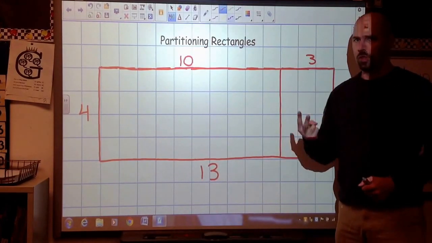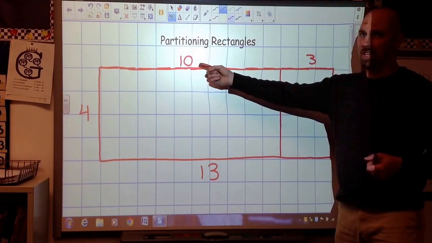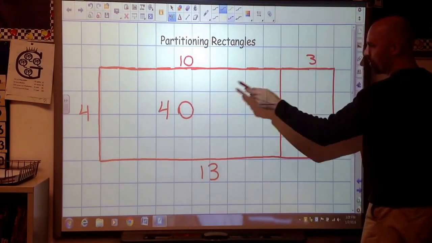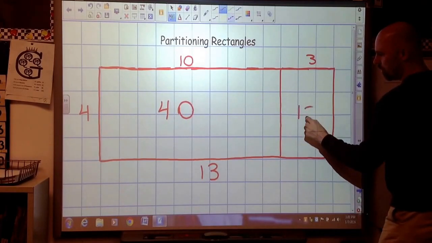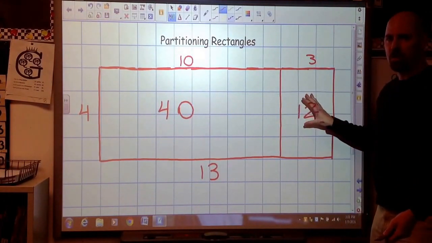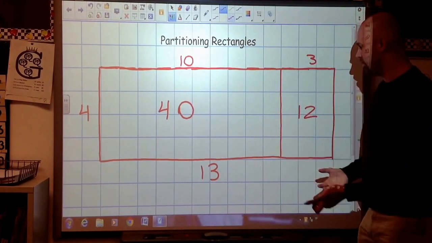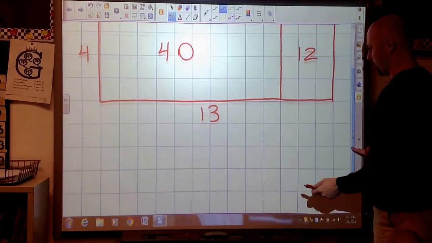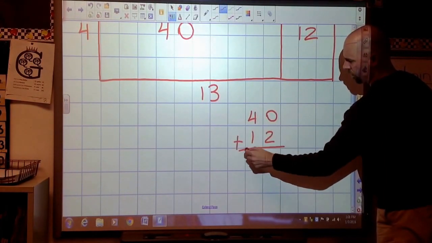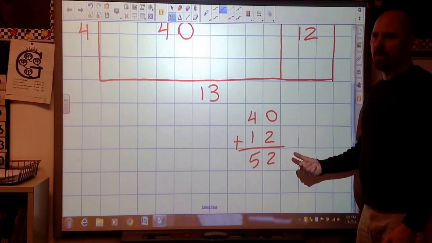Well, now we can do 2 math facts. And we've worked with extended math facts, so that's really all we're doing with our tens place, an extended math fact. 4 times 10 is going to be 40. 4 times 3 is going to be 12. So inside here we have 40 squares. Over here we have 12 squares. Well, if we want to know how many total squares there are, all we do is put them together. 40 plus 12, and you get 52. So that's one way to do partitioning.